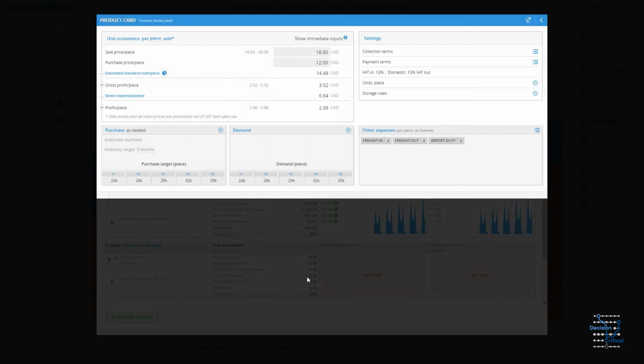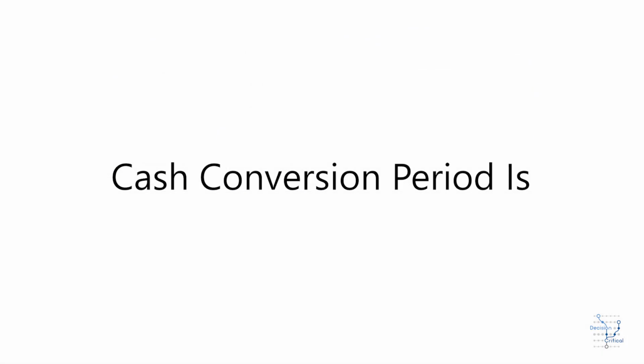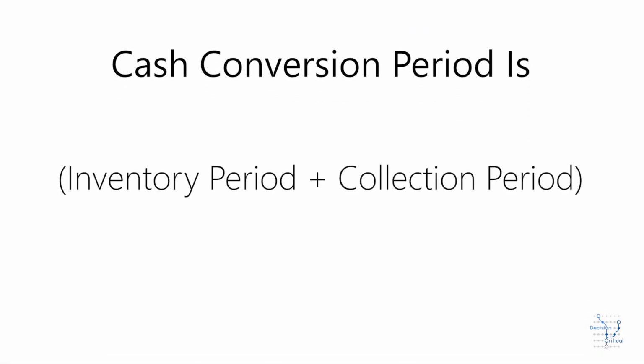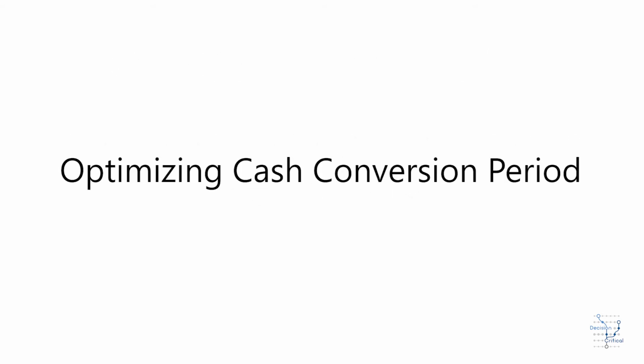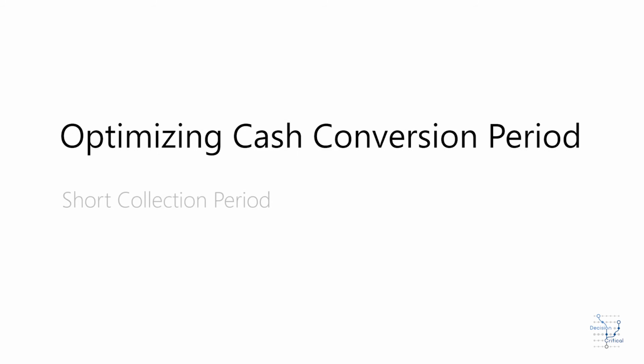Now, not only can Decision Critical automatically set your inventory targets, but it can also help you manage your cash flow by setting collection and payment terms. Many profitable businesses have constant cash struggles because of bad cash cycles. The cash conversion period for a business is the sum of the time it takes to move inventory and the collection period from customers minus the payment period to suppliers. To optimize your cash conversion period, it is best to have a short collection period and a long payment period.